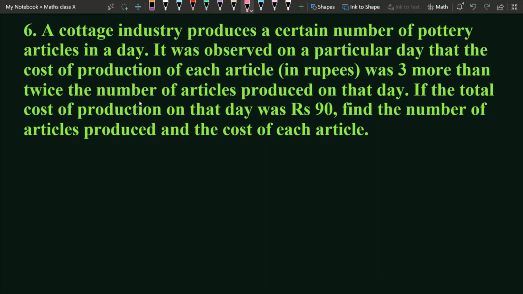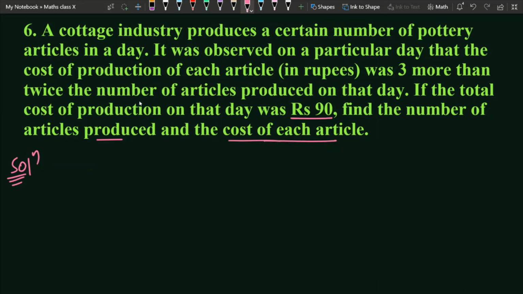A cottage industry produces a certain number of pottery articles in a day. It was observed on a particular day that the cost of production of each article was more than twice the number of articles produced on that day. If the total cost of production on that day was rupees 90, find the number of articles produced and the cost of each article.